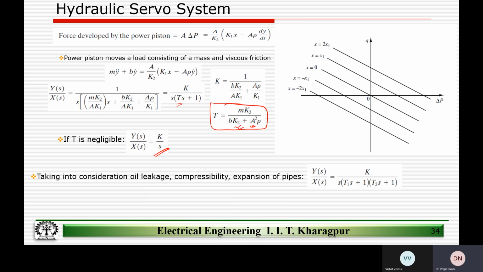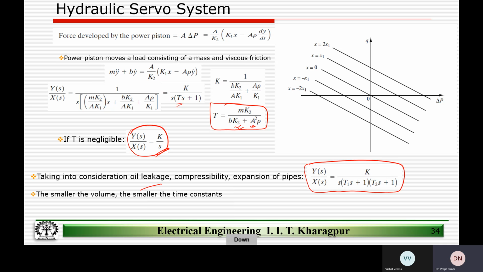But this is a very simplistic expression, which is okay for us to analyze and study the system. If you take more non-idealities into the picture, like oil leakage, the fact that the liquid is not incompressible, and that there will be some expansion of the pipe because of the movement and the pressure differential, the expression can be reframed in this format, right? The thing to also understand is that the smaller the volume, the smaller the time constant will be, right?